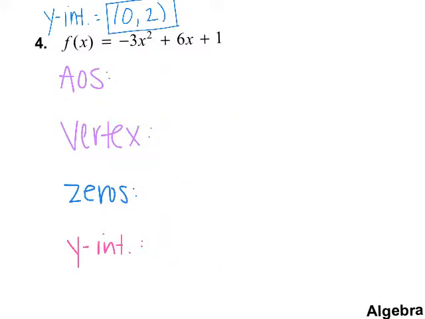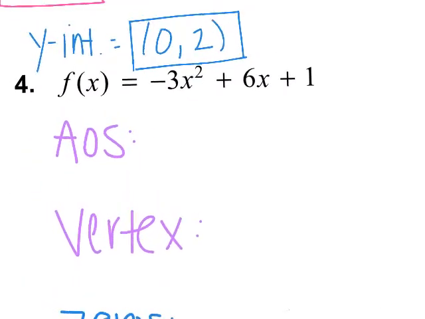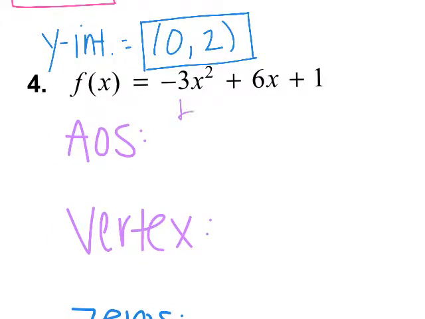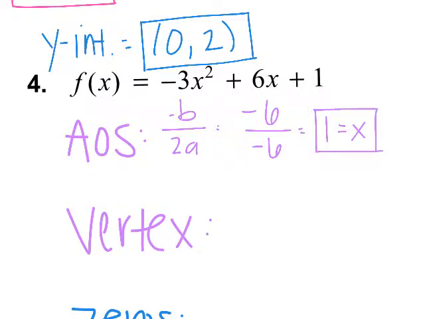All right, so for this one, axis of symmetry, remember negative b over 2a. So in this case, negative b would be negative 6, over 2a would also be 2 times negative 3, which is just negative 6. So we get x is equal to 1. Okay, x is equal to 1.